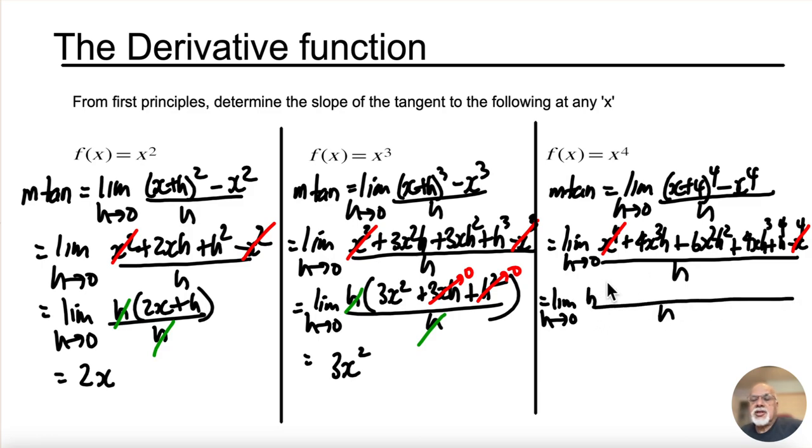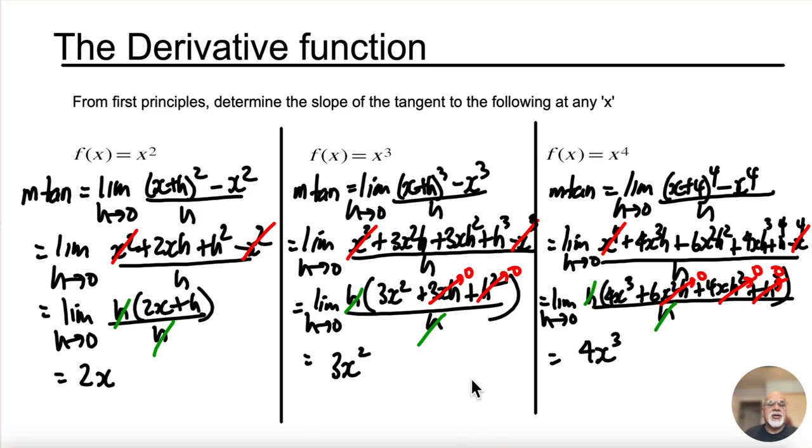So if I factor out the h on the top, I get 4x cubed plus 6x squared h plus 4xh squared plus h cubed. And the h's cancel. And then if we take the limit at the same time here in the next step, as h goes to 0, this goes to 0, this goes to 0, this goes to 0, and we end up with just 4x cubed because it doesn't involve h.